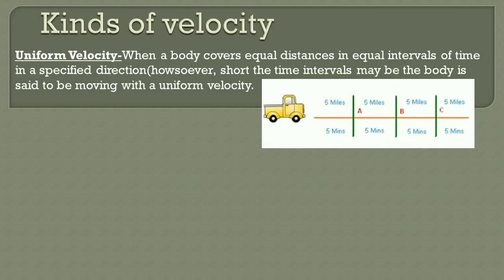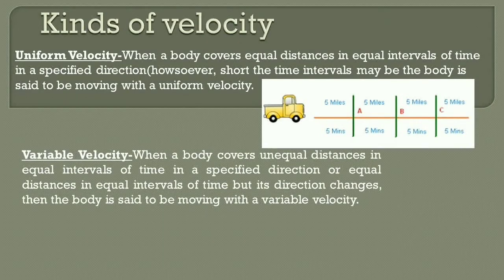So now we will see the variable or the non-uniform velocity. A body is said to have non-uniform velocity when it covers unequal distances in equal intervals of time in a particular direction, or when it covers equal distances in equal intervals of time but its direction is changed. That means either the distance can be changed or the direction can be changed. In such a case, we can say that the body is having the variable or non-uniform velocity.